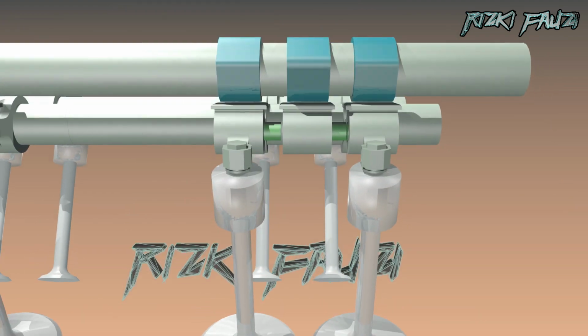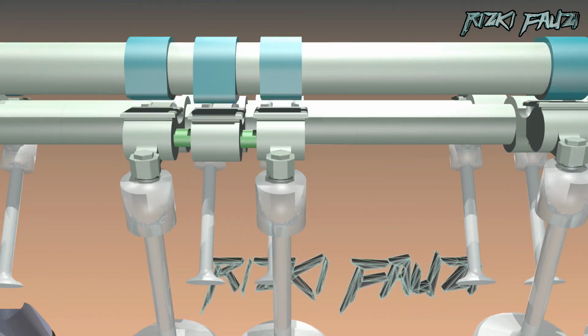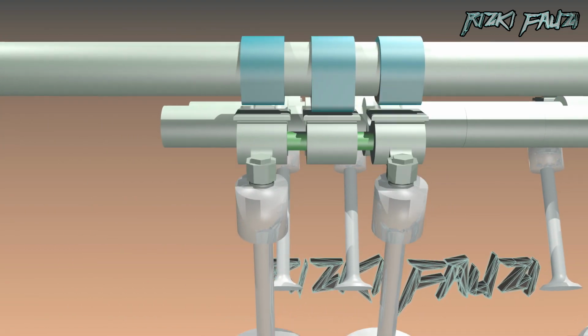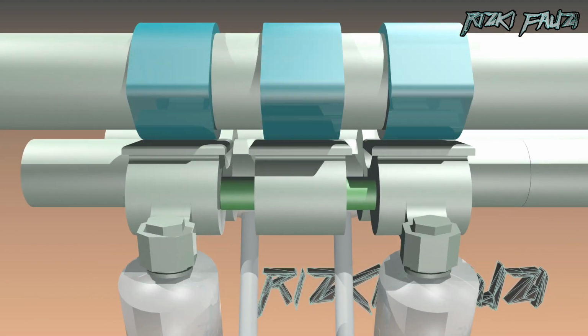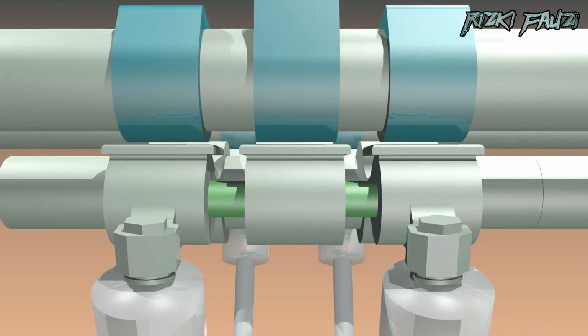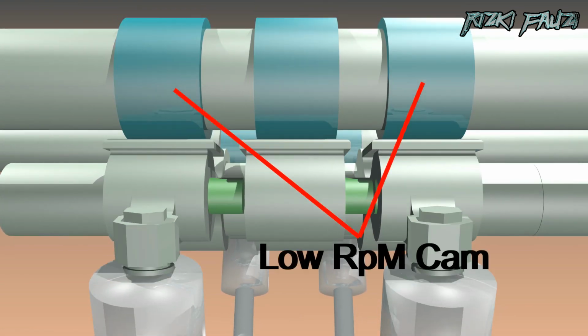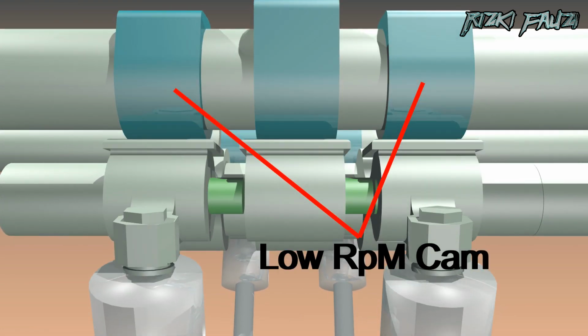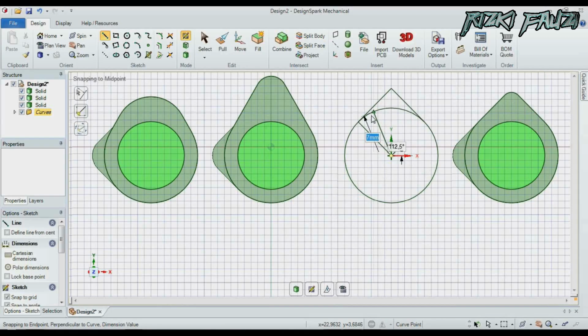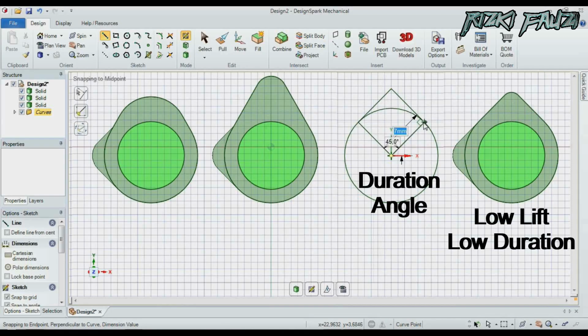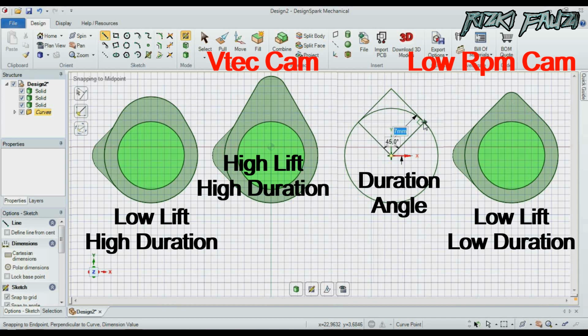VTEC uses 3 cams to drive the valve, where 2 cams are used when the engine is operating at lower end RPM. The 2 low RPM cams have a short valve opening angle, and the middle cam has a high lift profile and longer cam opening angle.